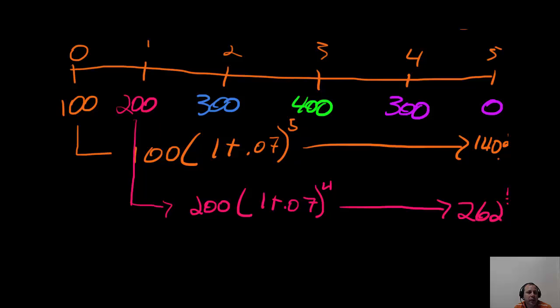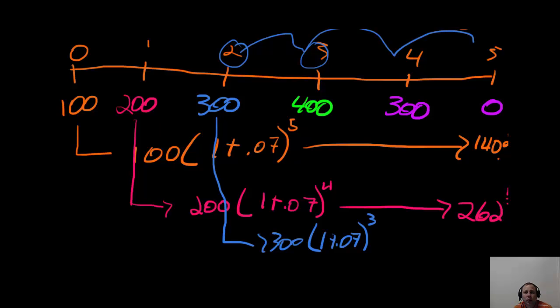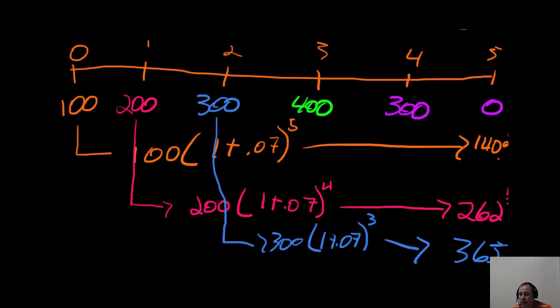Same thing for the 300, and we continue. 300, and we're going to calculate it out. So this becomes 300, 1 plus 0.07, and now it's going to be 3 years because we only have 1, 2, 3 years left. And that, if we type it into our calculators, is 1.07 to the 3 times the 300 is equal to 365 and 51 cents.